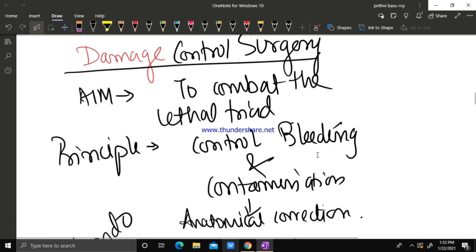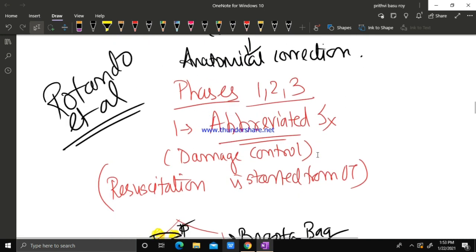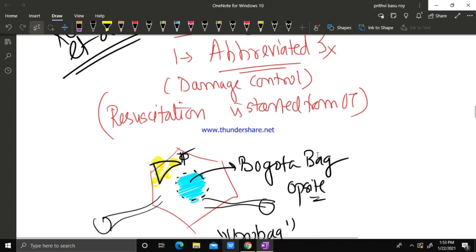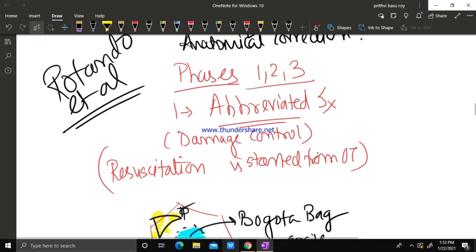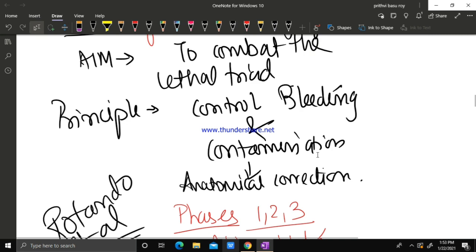So you do damage control surgery. What is the principle? What is the aim? Write it. Then you see what the phases are, 3 phases. First you do an abbreviated surgery. So what is the aim? The aim was to control bleeding, to combat the lethal threat. The principle was to control the bleeding and contamination.